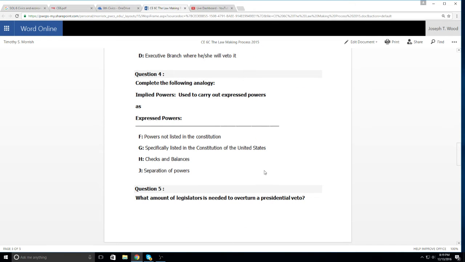All right, next one. Complete the analogy. So implied is used to carry out express powers. What's an express power? And by the way, can y'all see good enough? Do I need to zoom in more, or are the words blurry or anything?